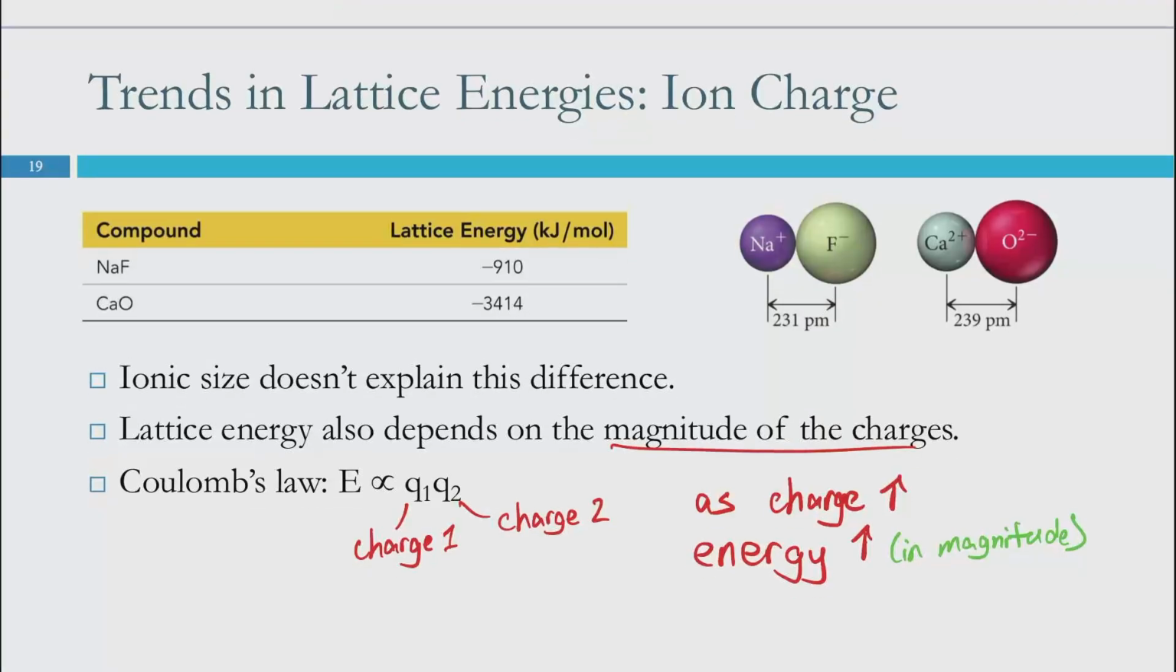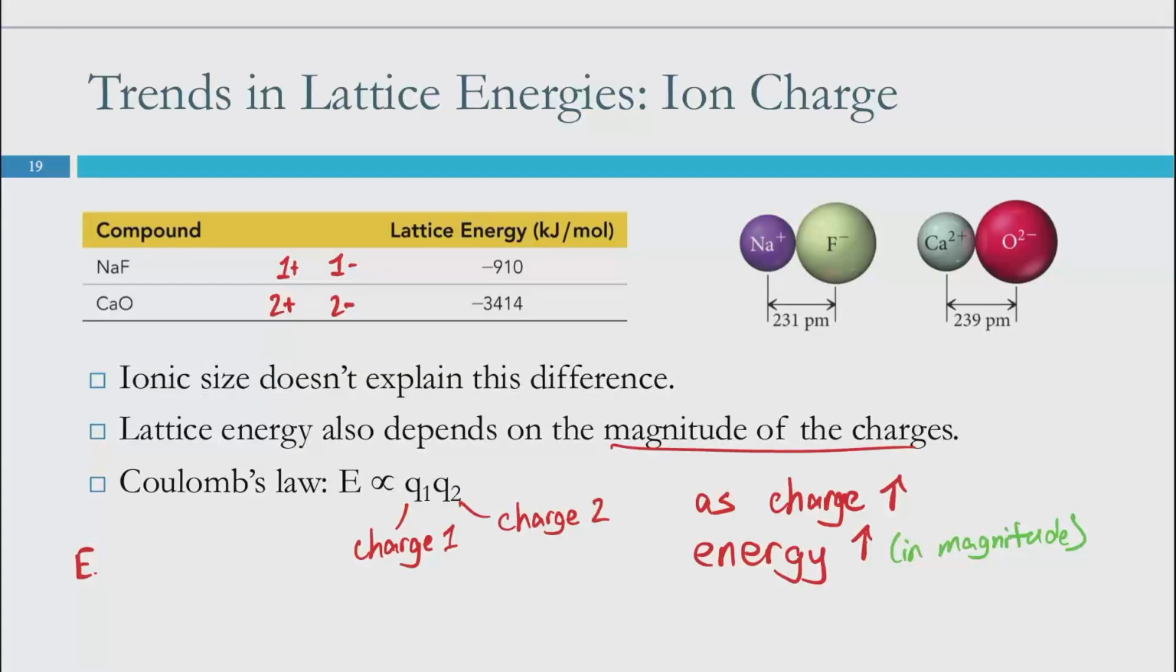If we compare, we've got a +1, -1 for our charges, and I'm annoyed that I wrote them that way. We've got a 1+, we've got a 1-. For calcium oxide, we've got a 2+ and a 2-. We doubled both of our charges, our Q1 and our Q2.